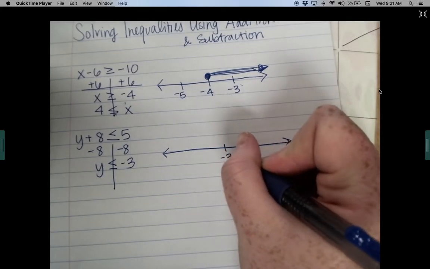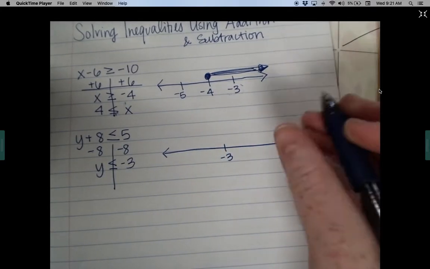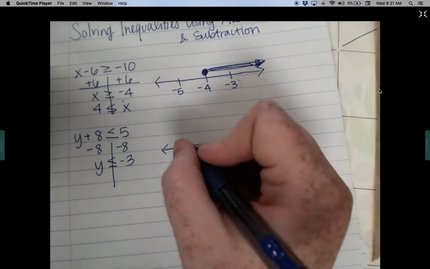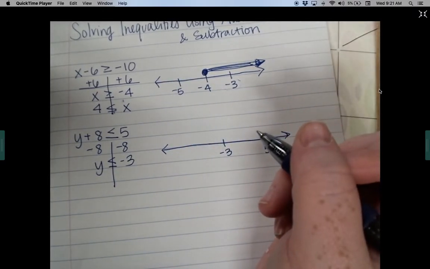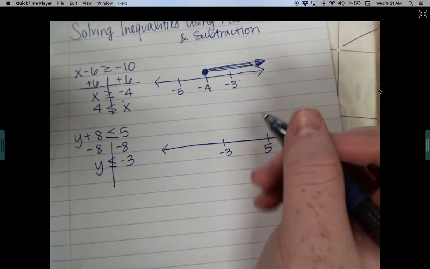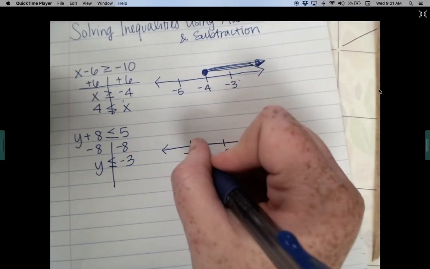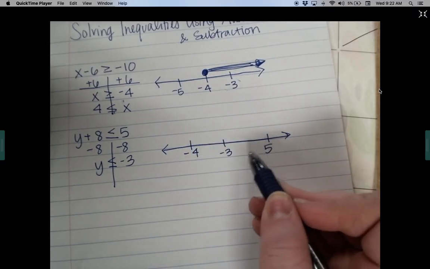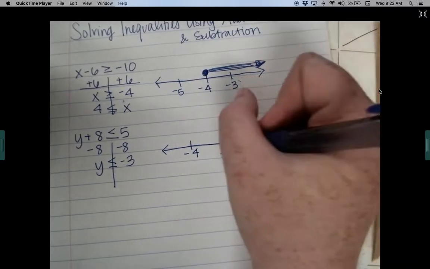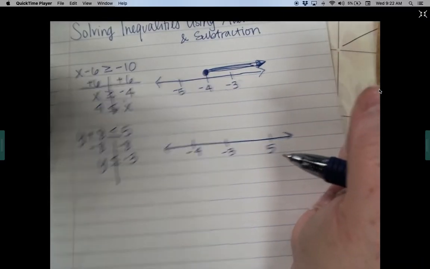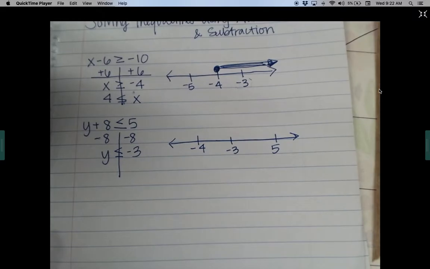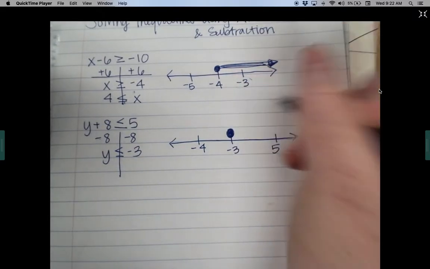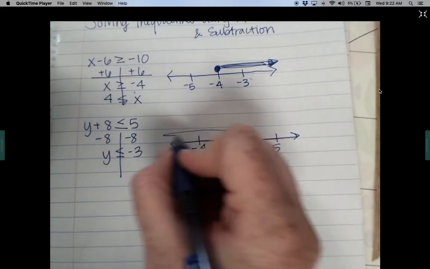So negative 3. What's a number that's bigger than negative 3? 5. What's a number that's smaller than negative 3? Is negative 2 smaller? Still bigger. What's it? Negative 4. It doesn't matter. You could have chosen negative 2. You could have chosen positive a bajillion. Is my circle going to be empty, full, closed, open? Which direction is it going to go? To the left, to the left.